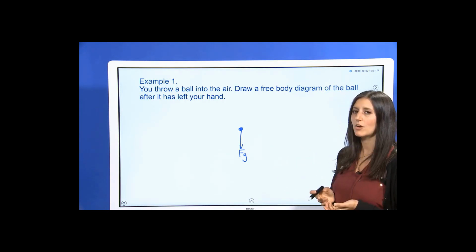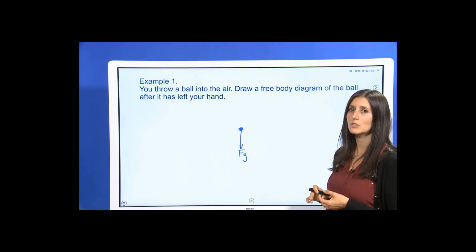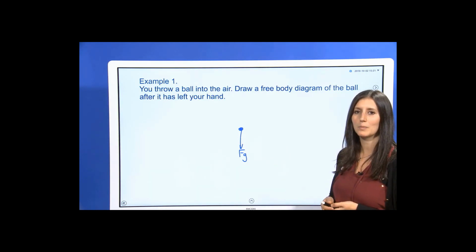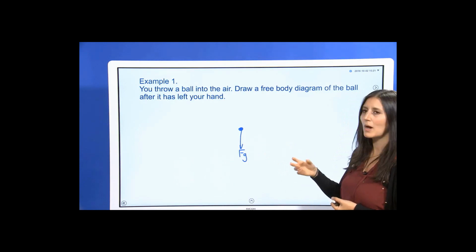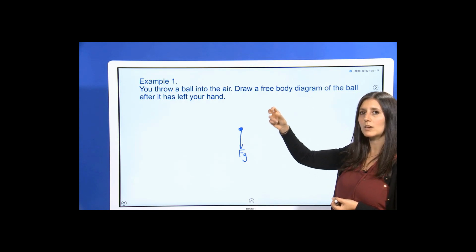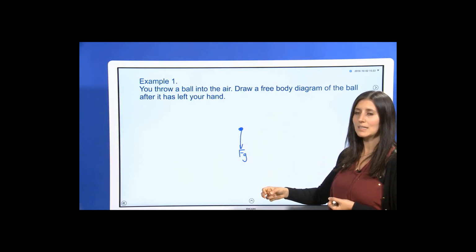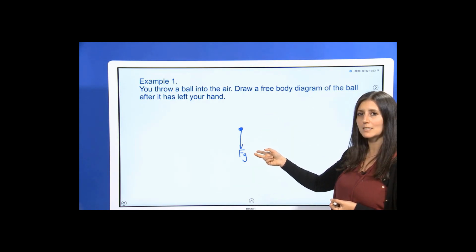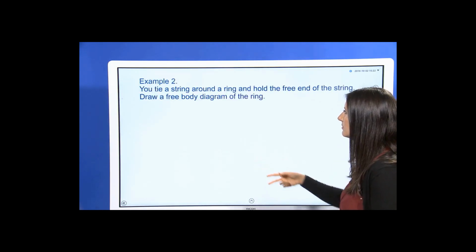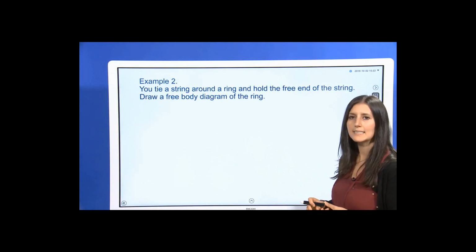And in this case, there is no such mention, so there is no applied force. Okay, so there's really just one force acting on the ball. It doesn't matter whether the ball is on its way up, whether it's at its maximum height, or if it's on its way down. In any case, it only has one force acting on it, and that would be the force of gravity.